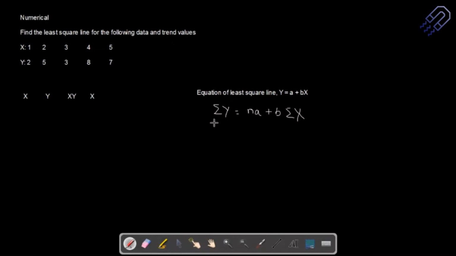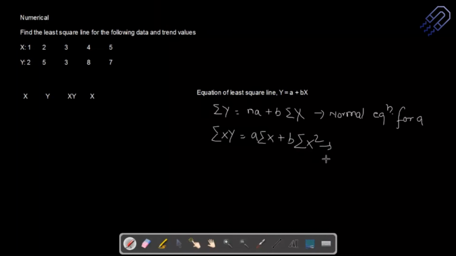Once we find out the form, we can write down the normal equation for b. So this is the normal equation for a. We can take the summation and do it. Then we are going to write down the normal equation for b. For b, if we are using a least square fitting, we have to do it this way: summation xy is equal to a summation x plus b summation x square. This is the normal equation for b.